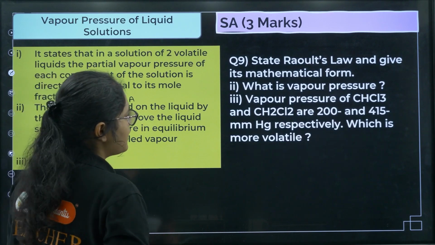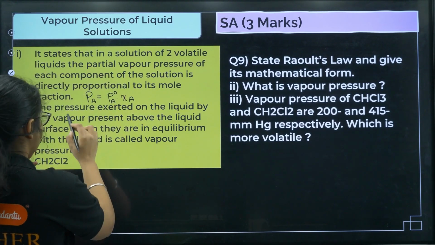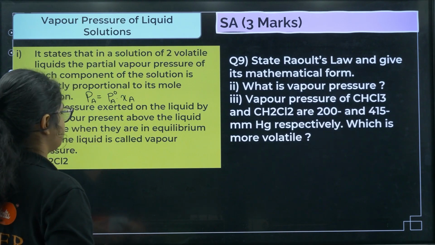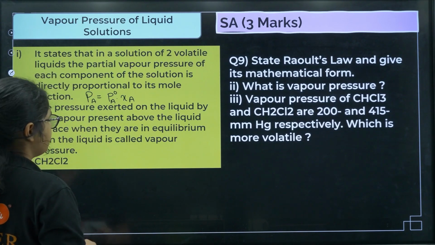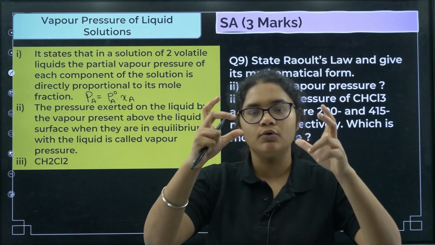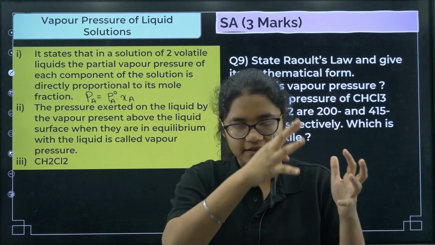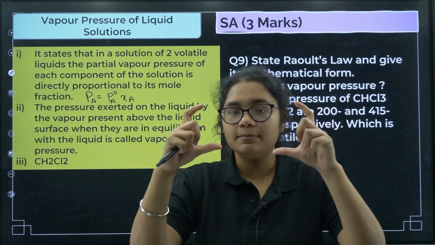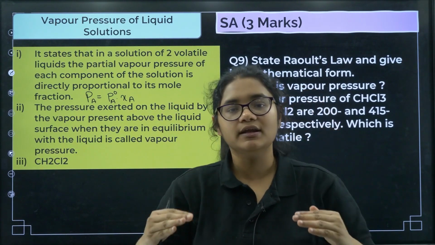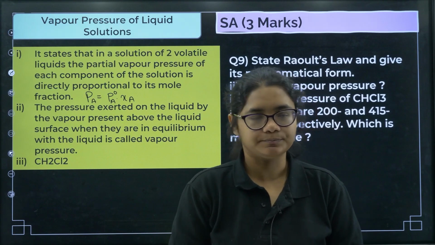Okay. Next, what is vapor pressure? The pressure exerted on the liquid by the vapor present above the liquid surface when they are in equilibrium with the liquid is called vapor pressure. Okay, so you have a liquid, it undergoes evaporation, and there is a pressure created there. So that pressure which is exerted by the gas vapors on the liquid is called your vapor pressure.